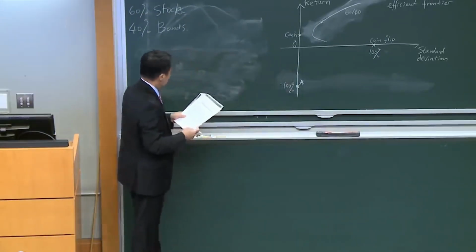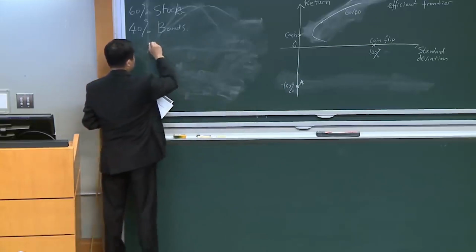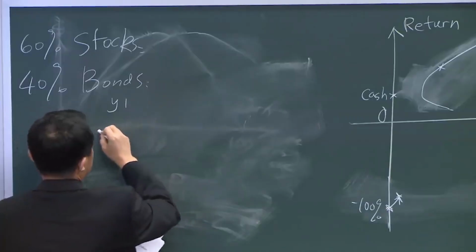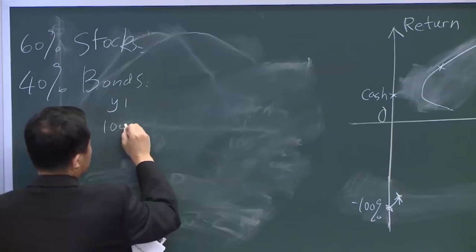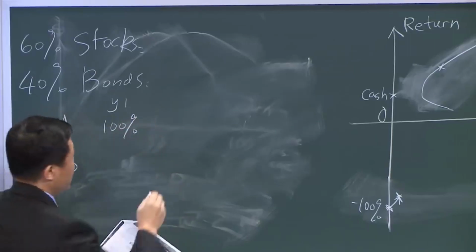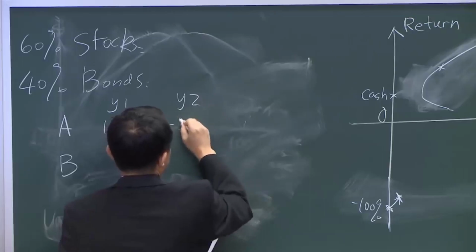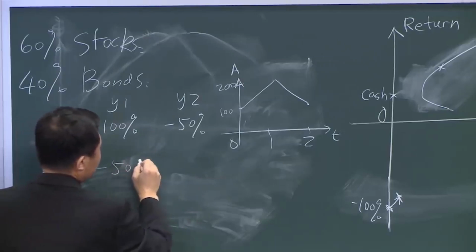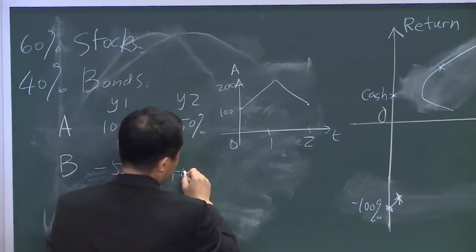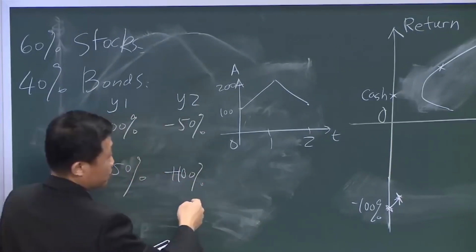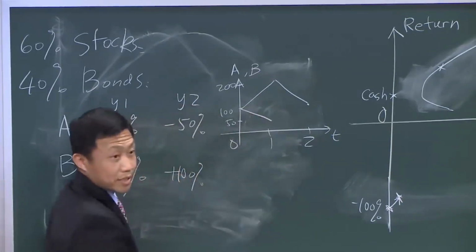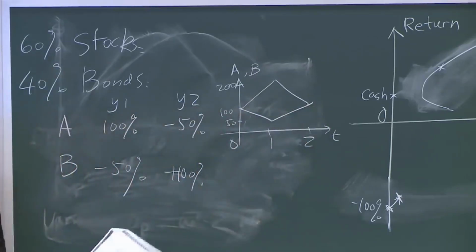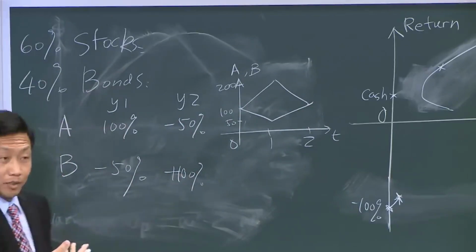So let's consider two assets, A and B. In year one, A basically doubles, and in year two goes down 50%. Asset B in year one loses 50%, then doubles up 100% in year two. So that's when you look at them independently.